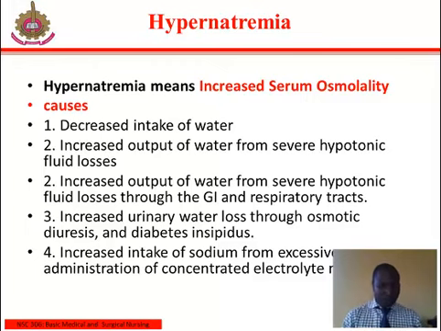Laboratory findings for this patient will include serum sodium test, which may increase serum osmolality, urine specific gravity of greater than 1.030, except in diabetes insipidus. Management of patient with hypernatremia. The goal is to restore normal sodium concentration.